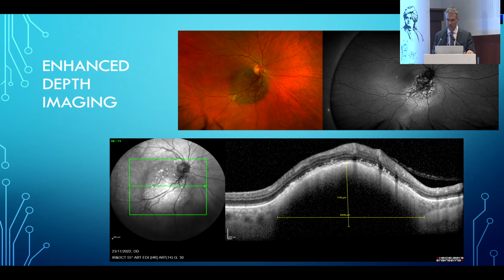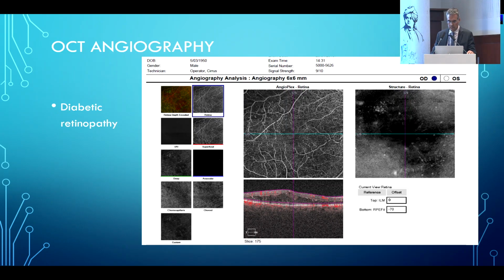And of course you can use enhanced depth imaging when you do an OCT to visualize the choroid better. And here you can actually see the over a millimeter thick choroidal melanoma. Many machines, of course, now support OCT angiography, allowing non-invasive visualization of the circulation, such as in this case of diabetic retinopathy with some edema and also a bit of ischemia.